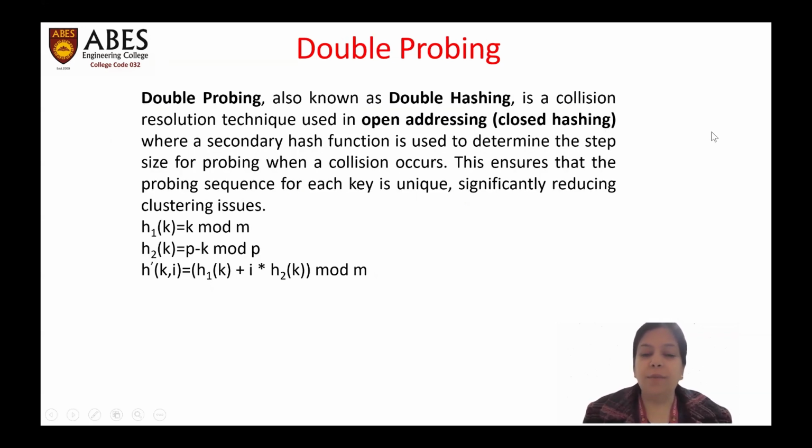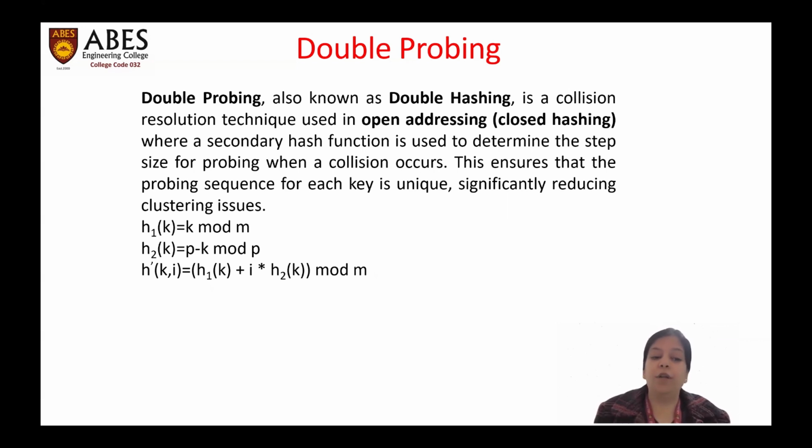Coming to the next probing technique, this is double probing, also known as double hashing. It is a collision resolution technique used in open addressing or closed hashing, where a second hash function is used to determine the step size for probing when any collision occurs. This ensures that the probing sequence for each key is unique, significantly reducing the clustering issues.